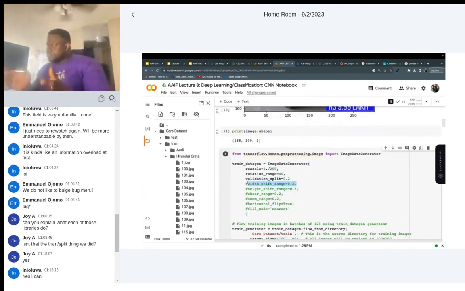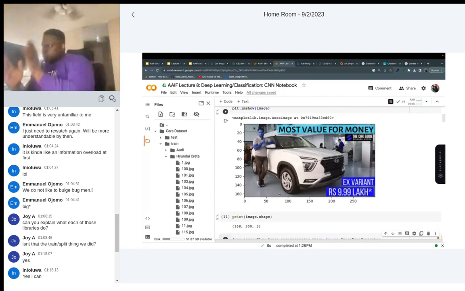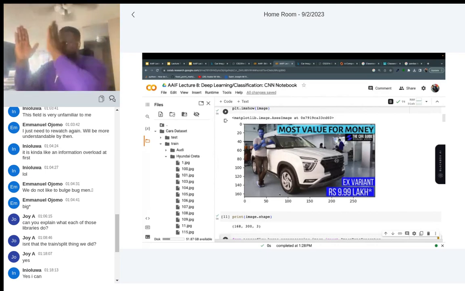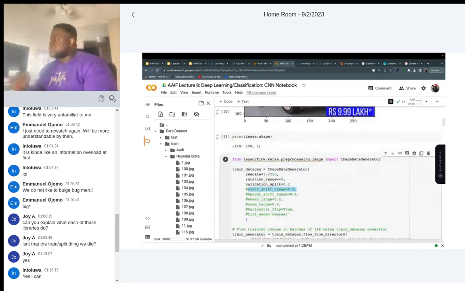Yes, width shift range. Shift the range by some width. Instead of starting from here, looking from here, shift it by some range. What if this is the image and I can only see this part? Height shift range, what if I can only see this part? It's just adding some perturbation. So it will go to some random images. Instead of seeing the complete image, it will slice up some parts and see some parts.